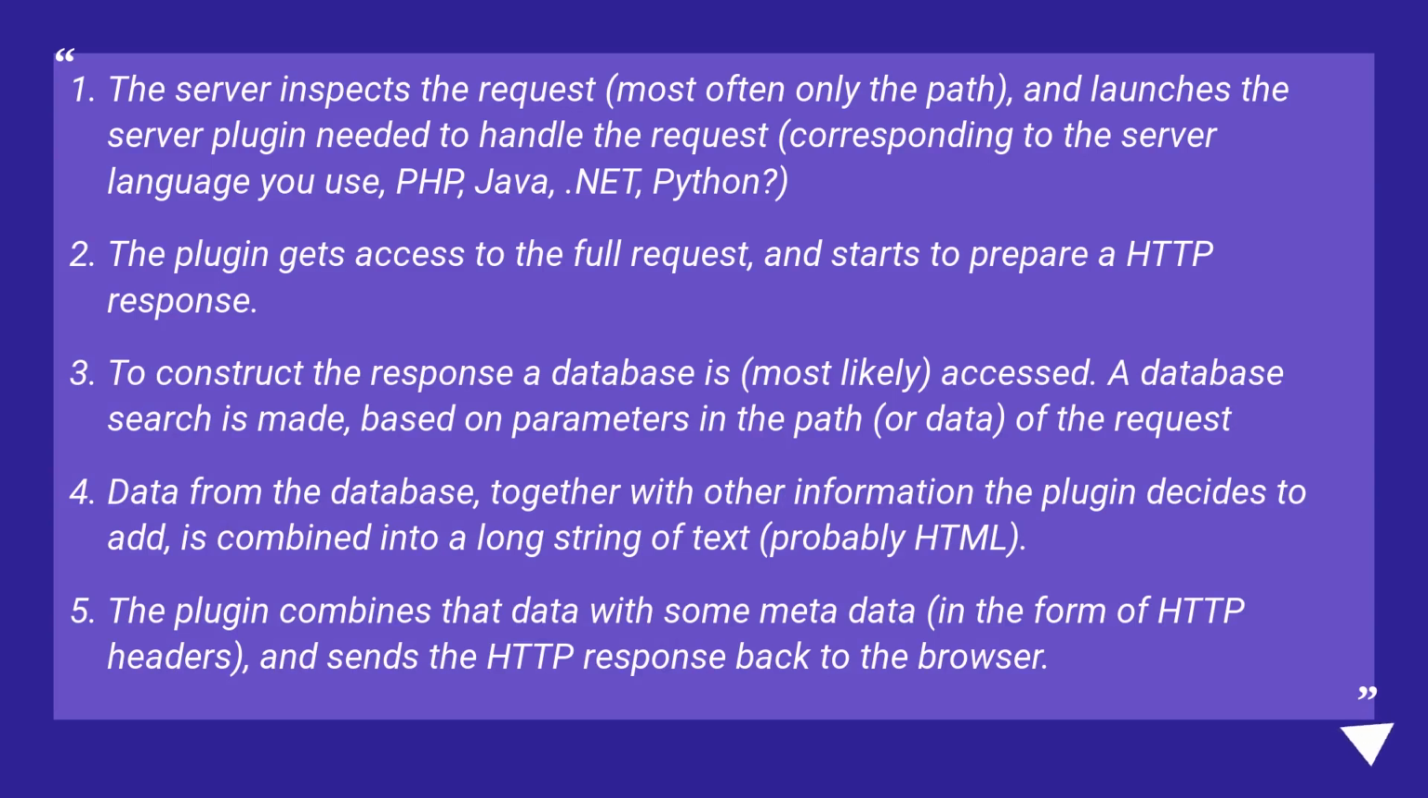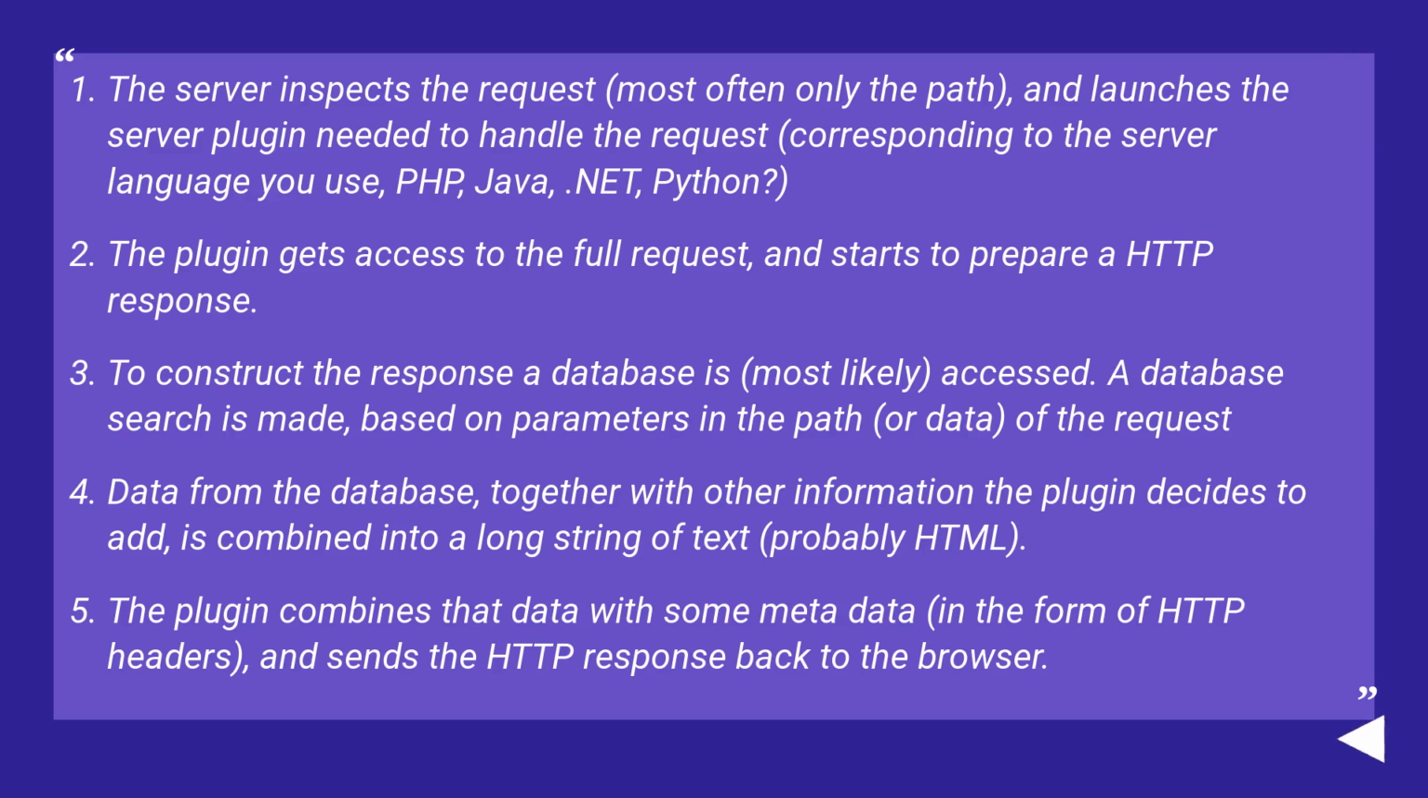The server inspects the request, most often only the path, and launches the server plugin needed to handle the request, corresponding to the server language you use, PHP, Java, .NET, Python. The plugin gets access to the full request, and starts to prepare an HTTP response. To construct the response, a database is, most likely, accessed. A database search is made, based on parameters in the path, or data, of the request.